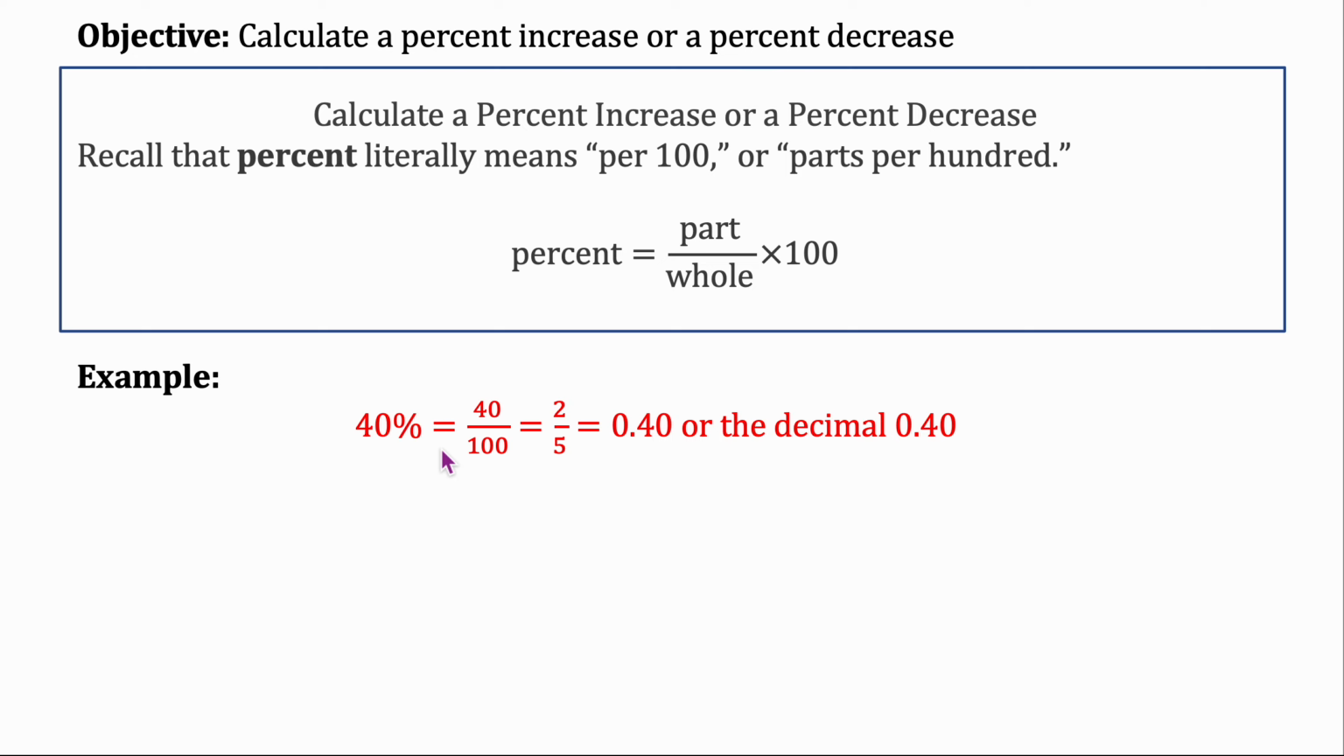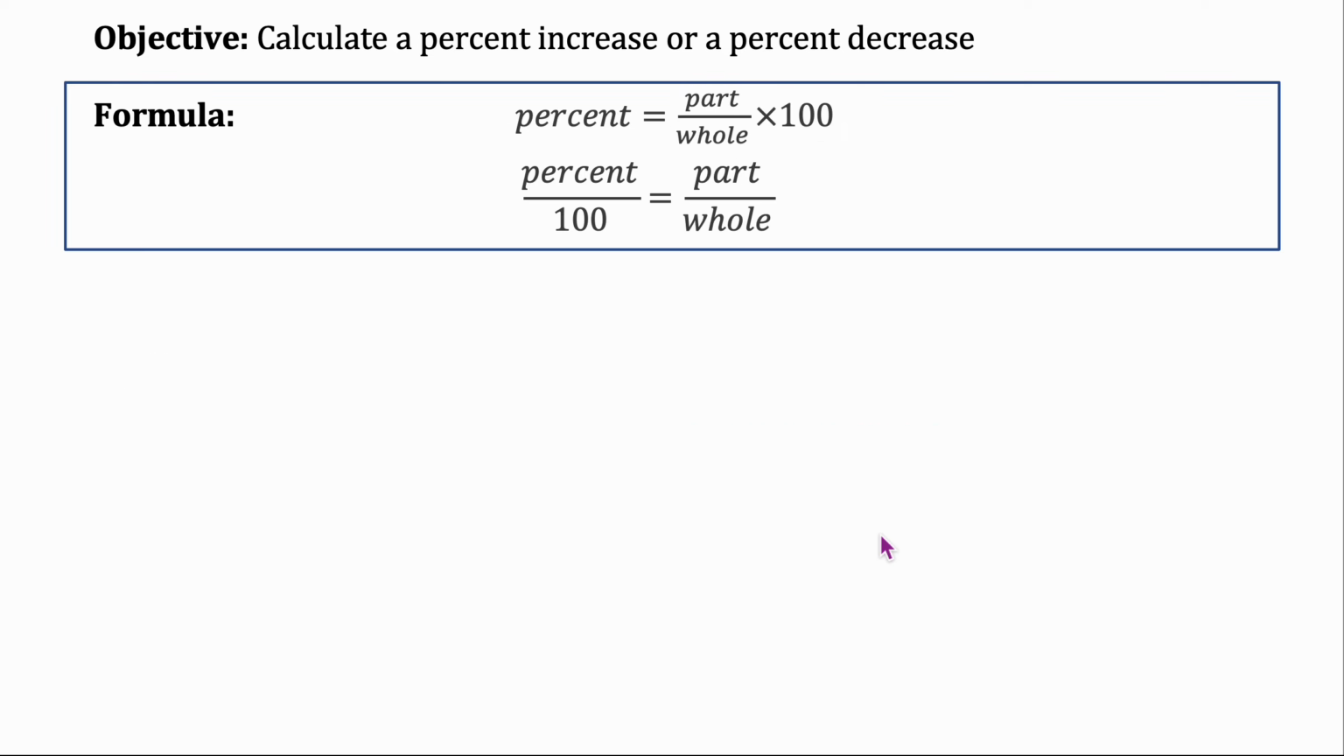So examples of percentage. 40% can be represented as 40 over 100, 2 over 5, 80 over 200. The decimal will always be the percentage divided by 100 or per 100, so 0.40. You can take that formula, you can leave it as you saw earlier. You can also put percent over 100 equals part over whole.